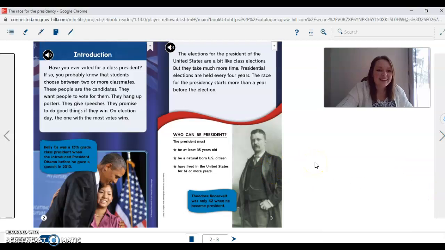These people are the candidates. They want people to vote for them. They hang up posters, they give speeches, they promise to do good things if they win. On election day, the one with the most votes wins.